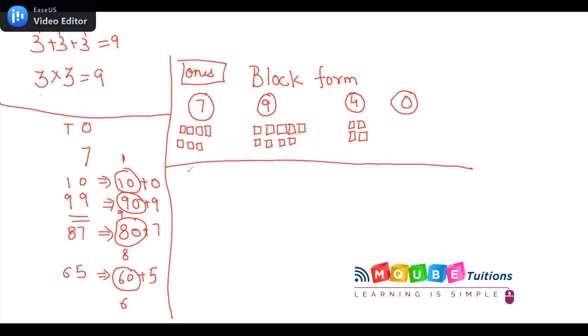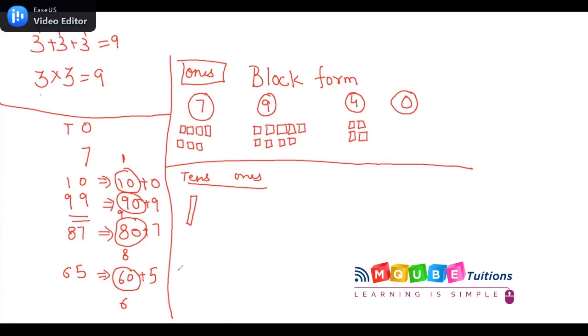Okay, now 2-digit numbers. You know how tens are done? Tens and ones. So how do we draw tens? We draw this very thin line. This is known as tens.